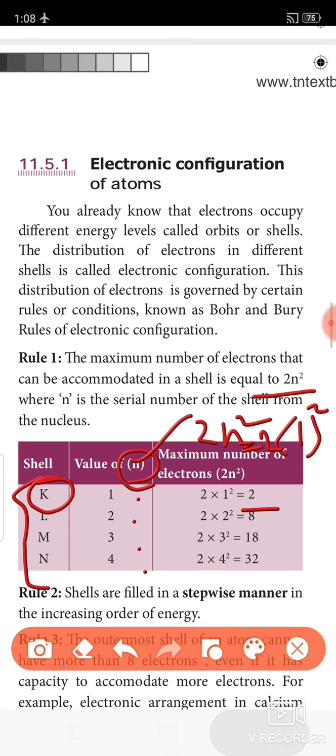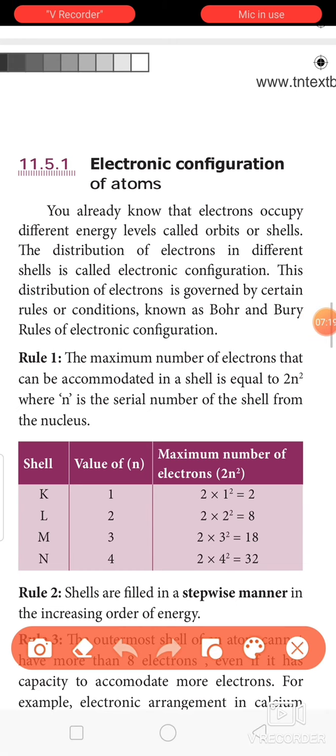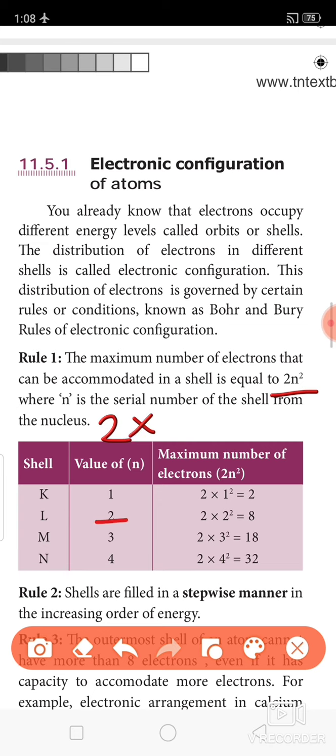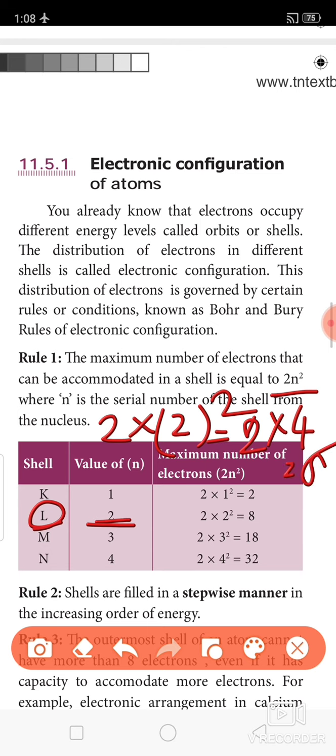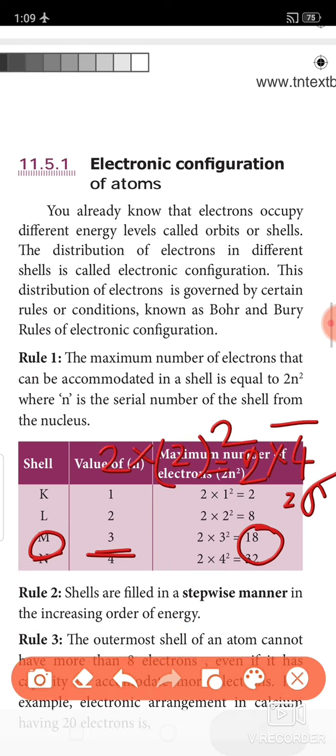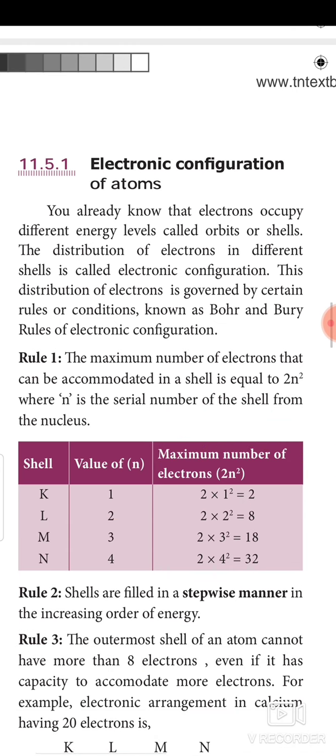If I would like to calculate for L shell, the generalized equation for finding out the number of electrons that can be occupied in L shell is 2n square. For L shell the value of n is 2. So 2 into 2 square, 2 square is nothing but 4. So 2 into 4 is equal to 8. So 8 electrons can be occupied in L shell. More than 8 electrons should move on to M shell. So only 2 electrons can be placed in K shell, and only 8 electrons in L shell. Similarly for M shell it is 18, and for N shell it is 32. Okay. That is rule 1.